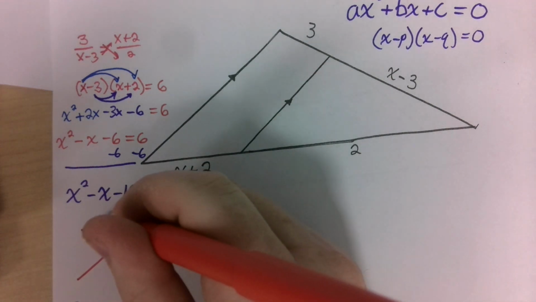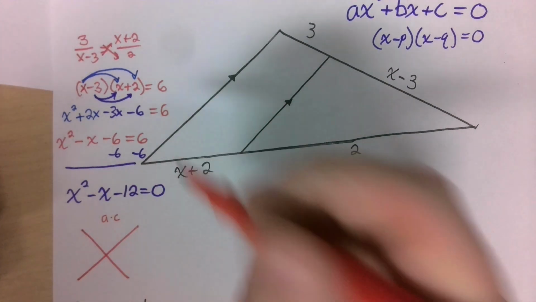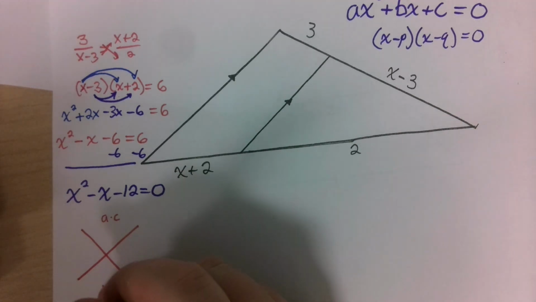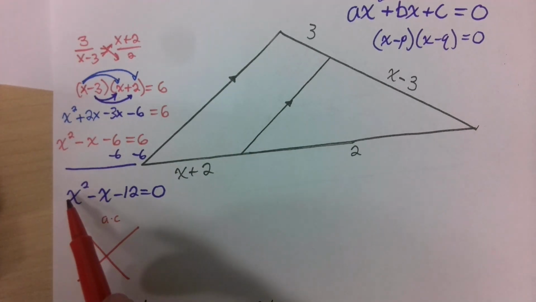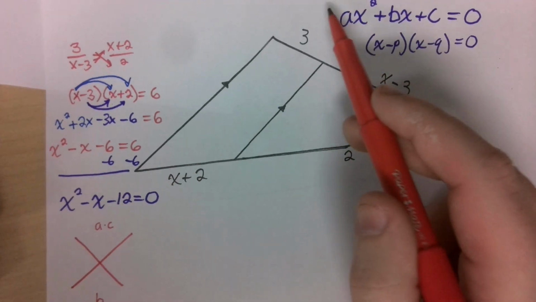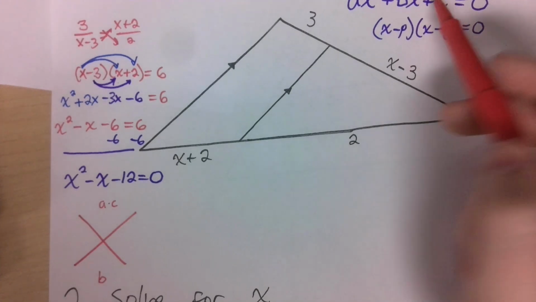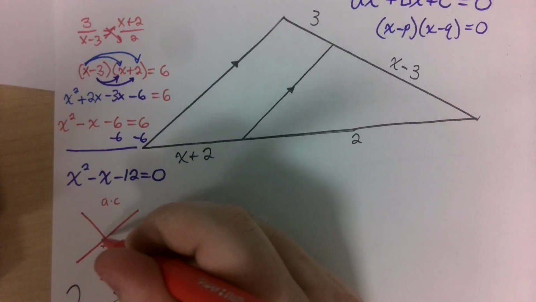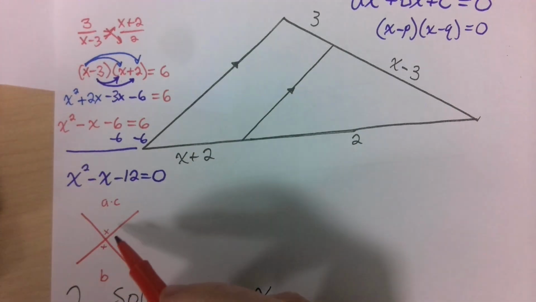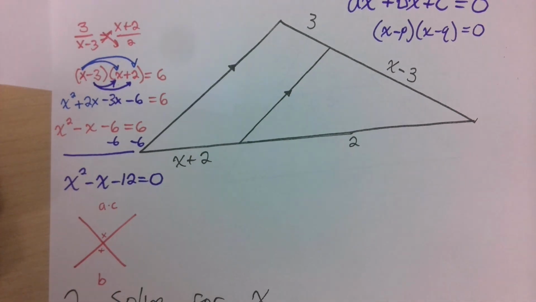What you do is try to find two numbers that multiply to make a times c. Again, a is the number in front of your x squared, and c is the number by itself. That adds to make b. So we're trying to think of what multiplies to make a times c and adds to make b.